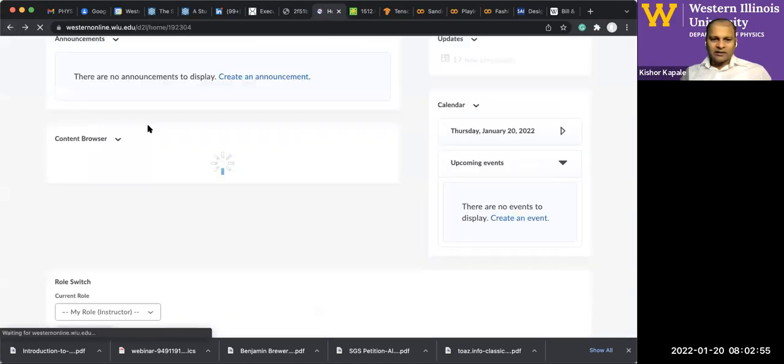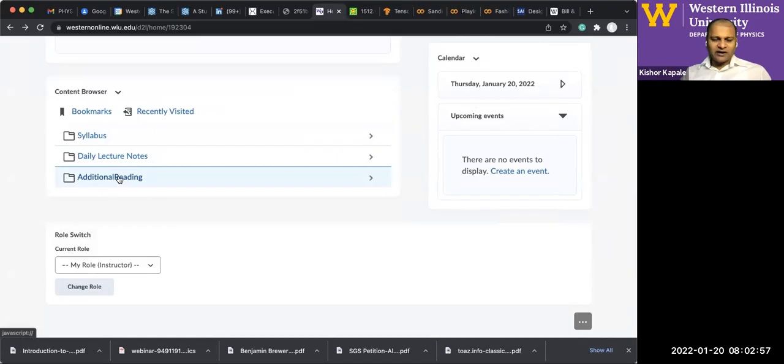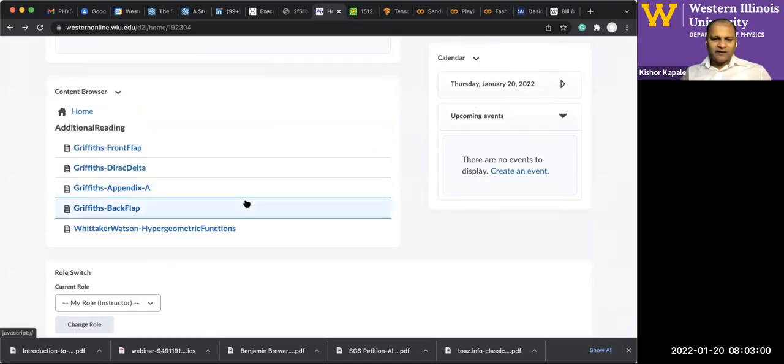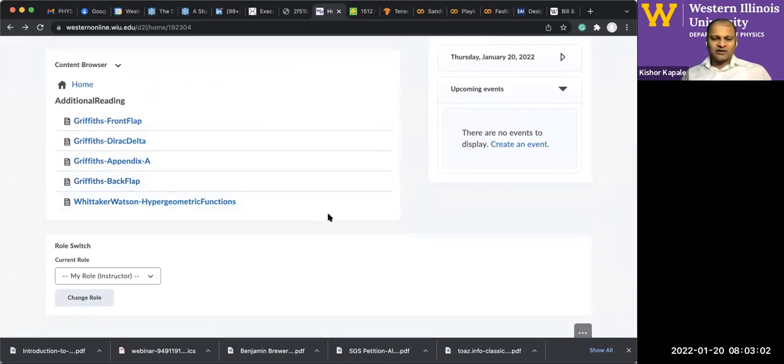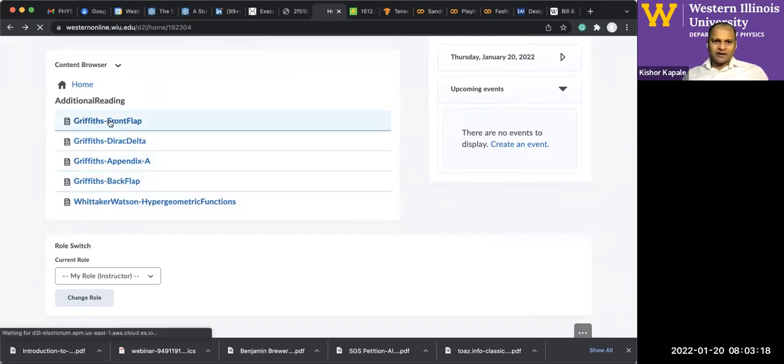And then the additional reading, I just populated it. There are quite a few external resources. If I'm going outside of the textbook, then I will provide those materials to you. For example, we are actually going to look at the first four of these today. The last one we will take a look at later.